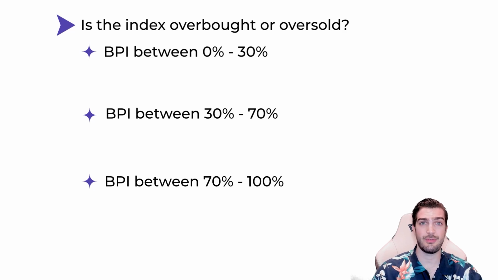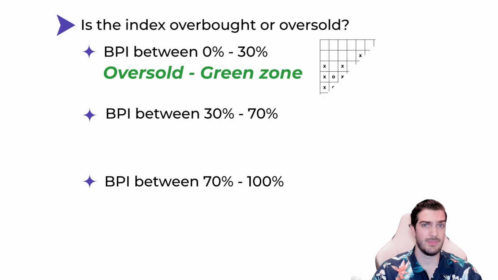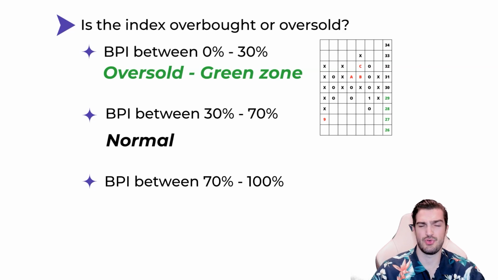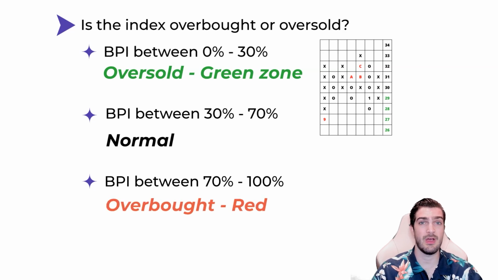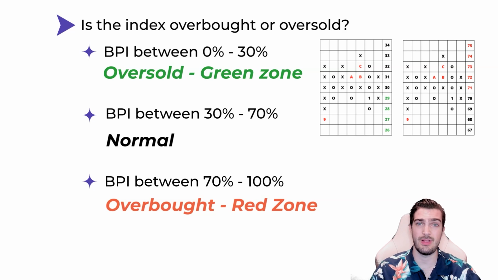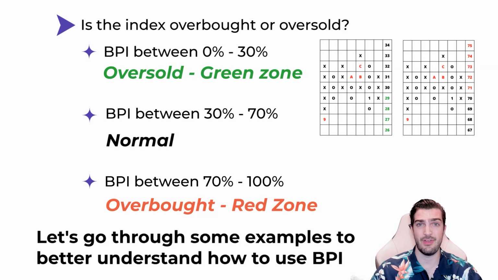Now, we can use these 3 different areas with some labels. We can call the area between 0 and 30% the oversold territory, and for us, we're going to label that as the green zone. We'll talk more about that later. The area between 30 and 70%, we're just going to leave as white neutral territory. And then finally, we're going to have our 70 to 100% be our overbought territory, or the red zone. Now, let's talk a little bit more about what those green and red zones mean as we go through some examples of how we can use BPI to help our investing.